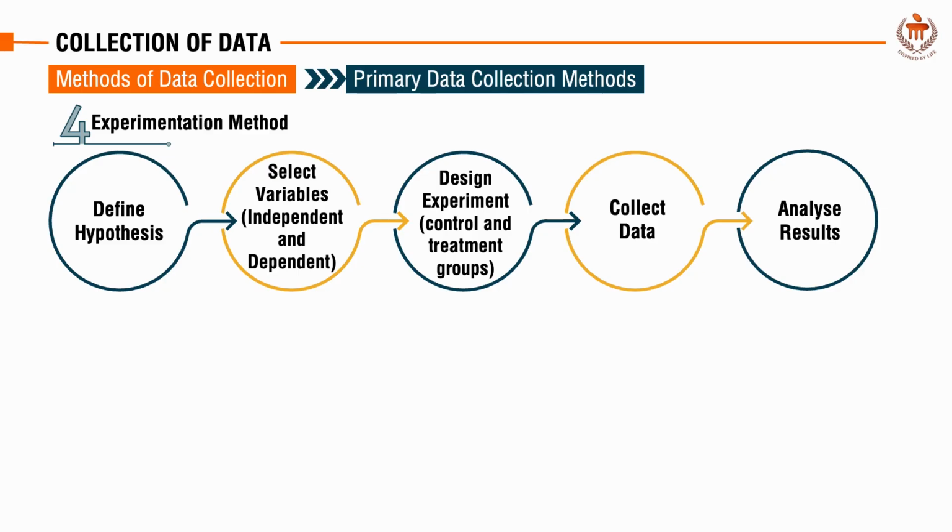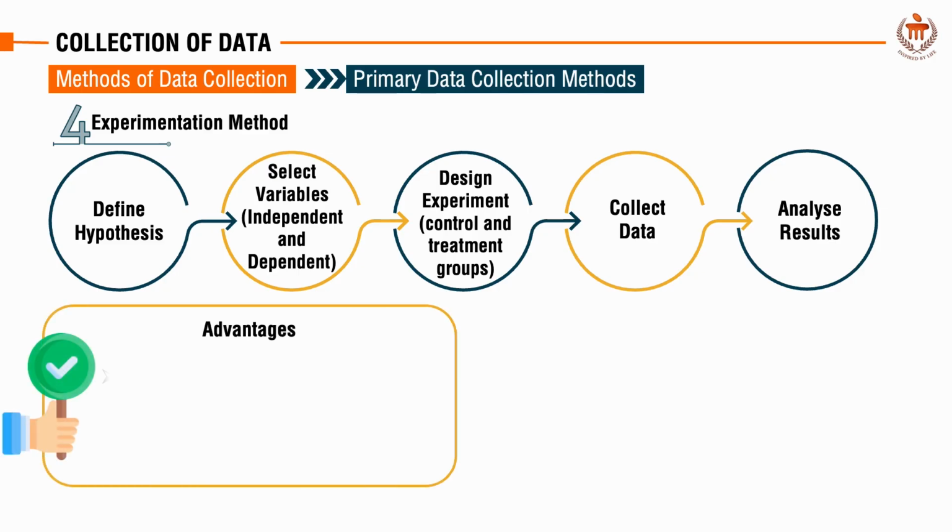Experimentation has certain advantages. One key benefit is that it allows for control over variables, which enables the researcher to isolate the effect of a specific independent variable on a dependent variable. The level of control makes it possible to establish causal relationships, identifying how one factor directly influences the other factor.